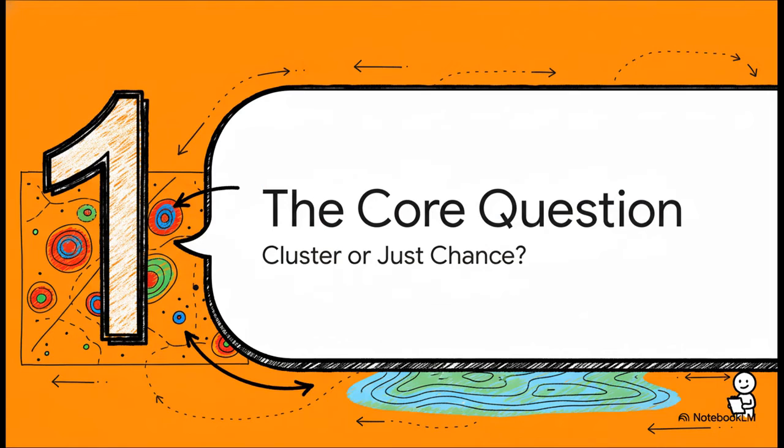Okay, so first things first. Let's say you see a few dots on a map all huddled together. How can you be sure you're looking at a genuine disease cluster and not just, well, a random coincidence? That's the first hurdle, right? And to get over it, we have to move beyond just looking at a map with our eyes and start using some serious statistical tools.